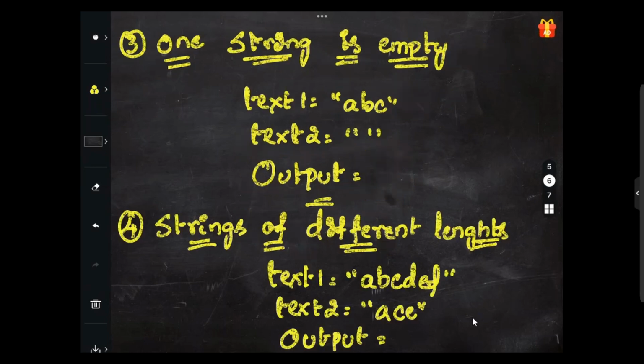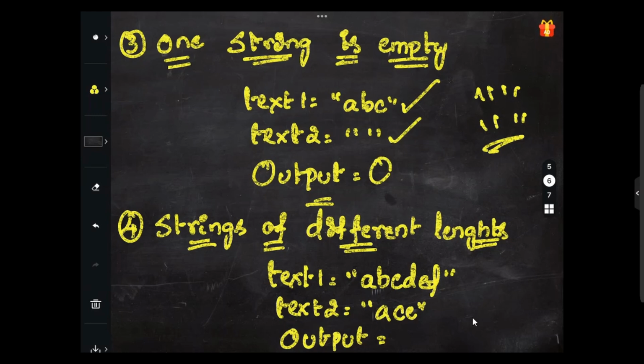The next one here is the third one. One string is empty. Text 1 is ABC, text 2 is an empty string. Text 1 ABC is fine. Text 2 here is an empty string. When I say empty string, either text 1 or text 2 is empty. The base case we have already considered. If it is an empty string, then LCS is 0, right? An empty string has no common subsequence with any string. Here the output will be 0 for the condition where one string is empty.